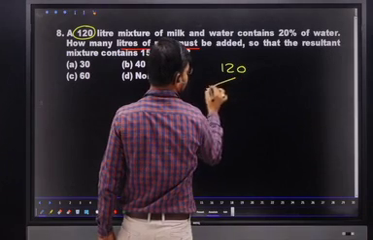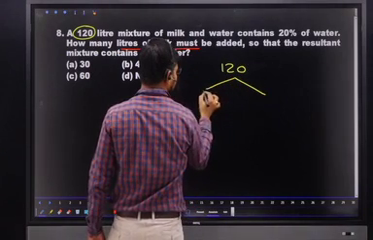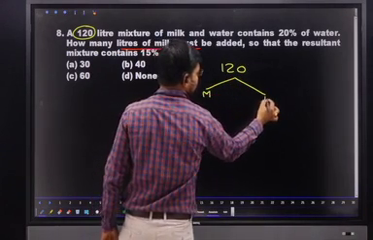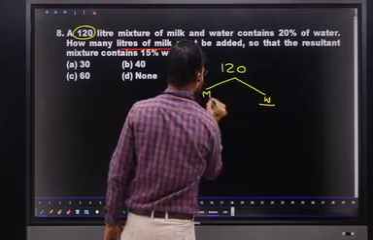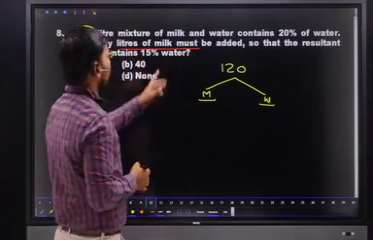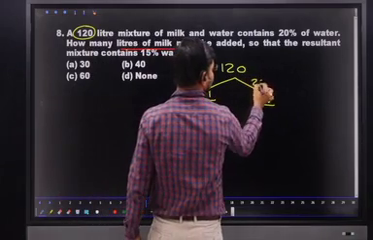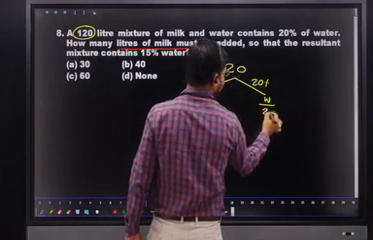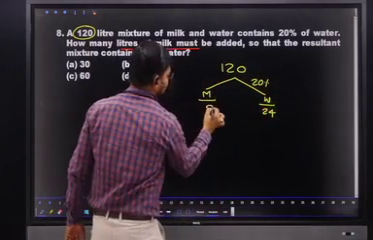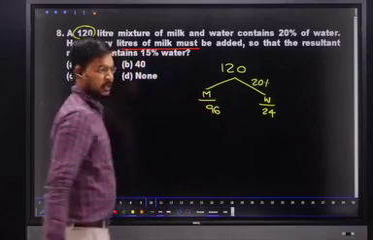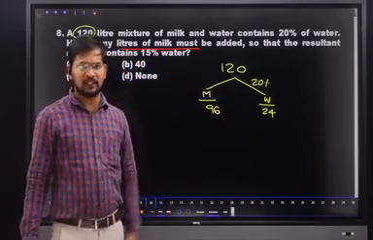In this 120, milk and water. The mixture contains 20% of water. 20% is nothing but how much? 24 liters. The remaining 96 is milk. These are the original statistics.